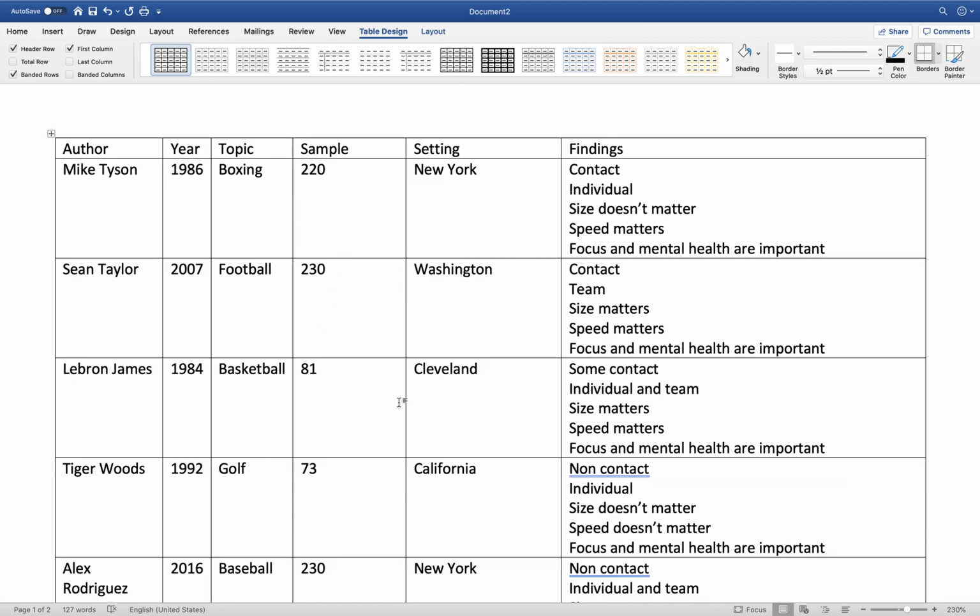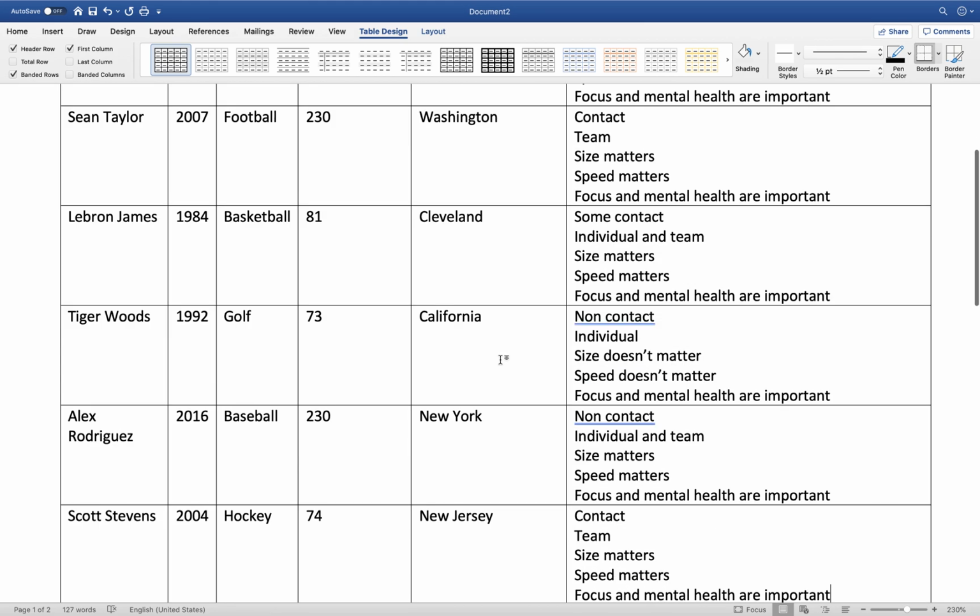So when you complete a tabular summary before you write your literature review, it's a one-stop shop so that you can always come back to it, and as you're writing your own literature review, you'll be able to reference it and know this is what Sean Taylor's study said about contact sports. This is what Tiger Woods' study said about focus and mental health, and as to whether or not they're important in performance. So a tabular summary really helps to make the literature review writing process very efficient.